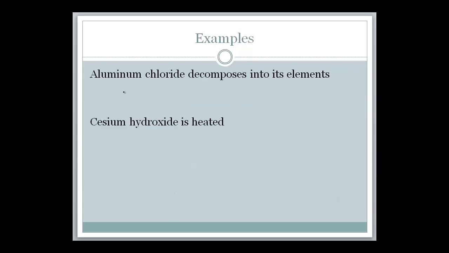Let's look at the next one. We've got aluminum chloride. So aluminum chloride decomposes into its elements. So that's going to break up into aluminum and chlorine. Now remember, chlorine's by itself, so we write it as a diatomic. We're going to balance it by putting a 2 there and a 3 there to balance the chlorines, and then we'll put a 2 in front of that aluminum.